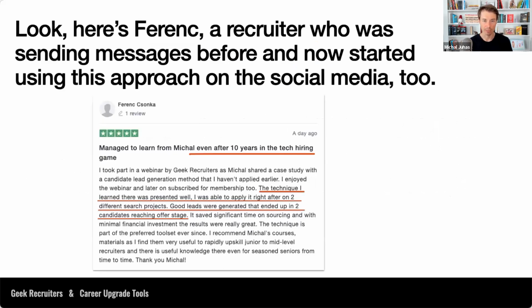So for example, Ferenc, who is a recruiter from Hungary here in Europe, was sending messages before, and now he started using this approach on social media, and he wrote on Trustpilot: The technique I learned was presented well. I was able to apply it right after on 2 different search projects. Good leads were generated that ended up in 2 candidates reaching the offer stage, which is really cool, right? If you think about the typical commissions for each.